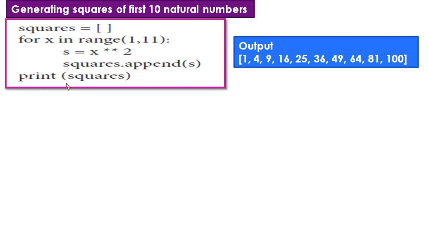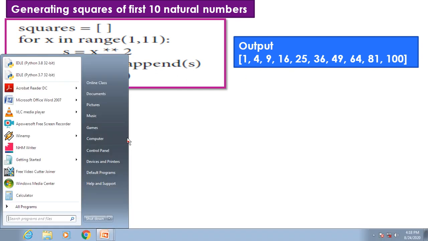Finally we get the result by using the print statement. The squares list is displayed here. We are going to see this by using the IDLE window.